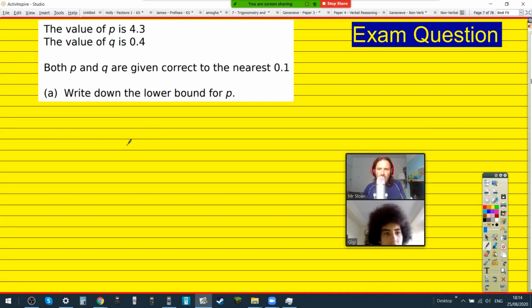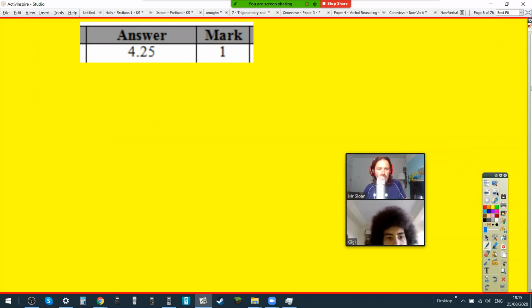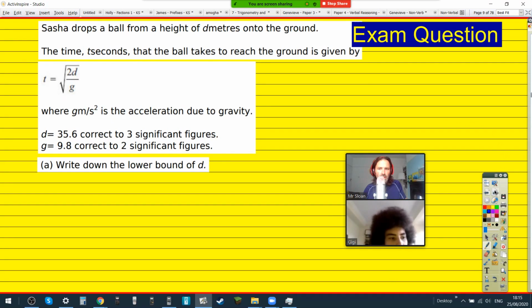Okay, let's try this one. Value of P is 4.3. Value of Q is to the nearest 0.1. So it would be 4.25. Yep. Okay.